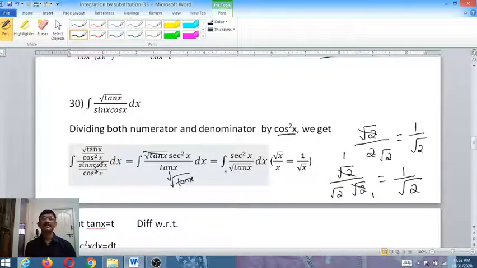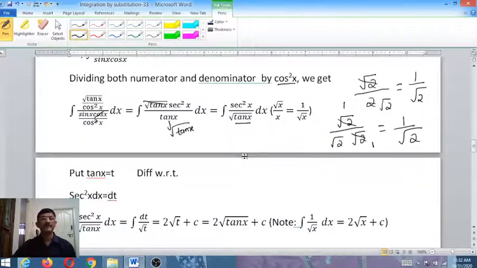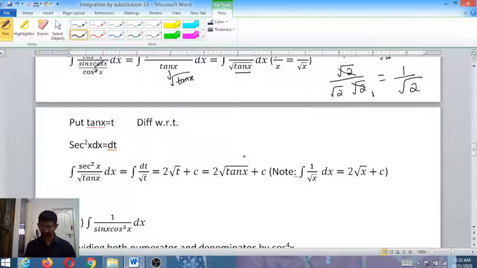So the integral of secant square x by root tan x. Now look at this. What is the derivative of tan x? Don't take the root, only tan x. The derivative is secant square x. So we take tan x equals t and differentiate with respect to x. Secant square x dx is dt.